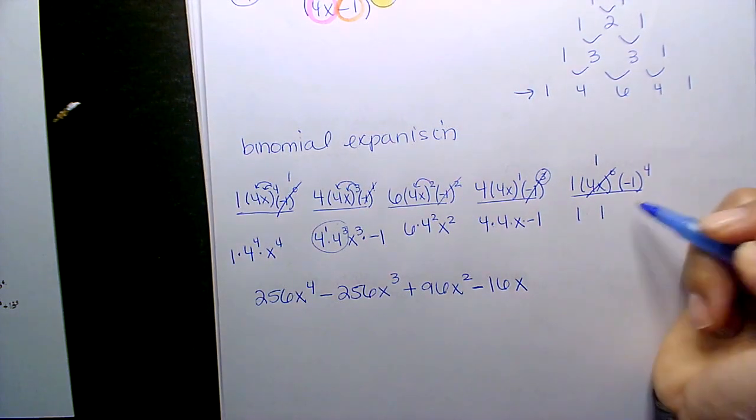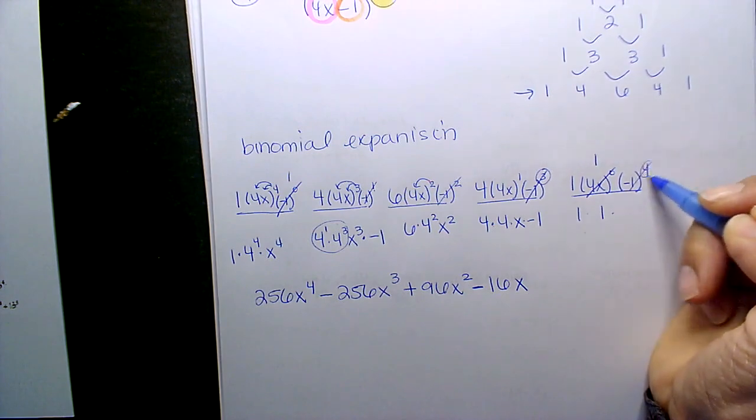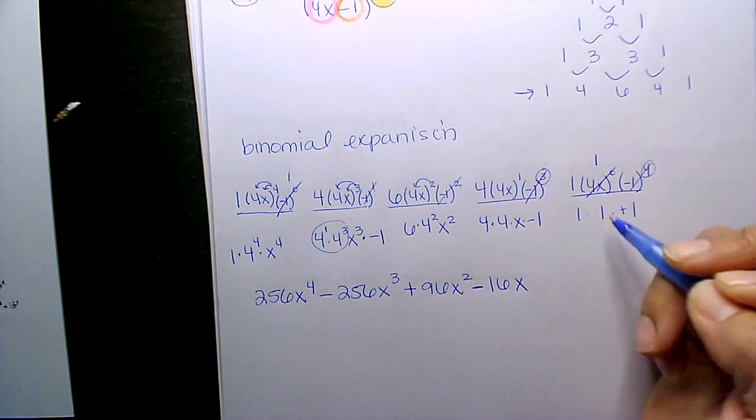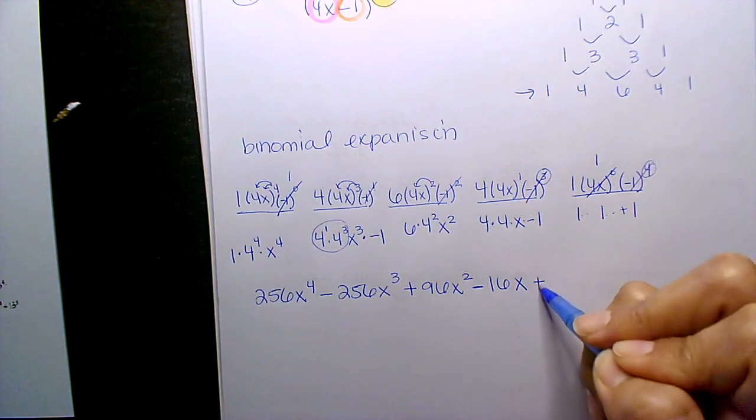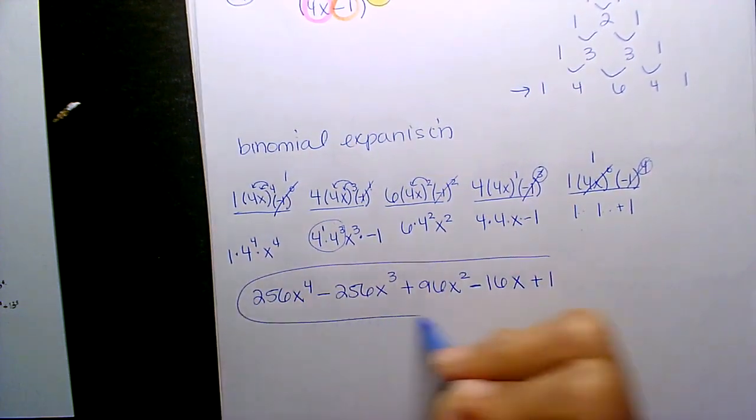This is just 1. That's just 1. This is an even exponent, so it's going to be a positive 1. So what's 1 times 1 times 1? Just 1. And so this is your answer.